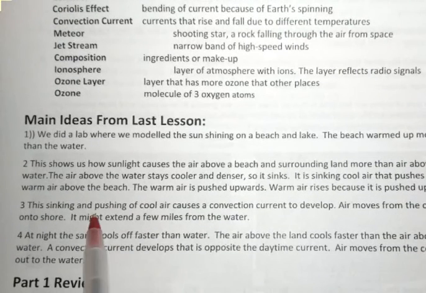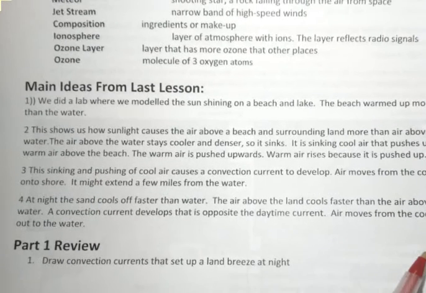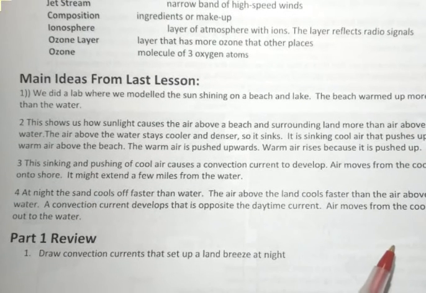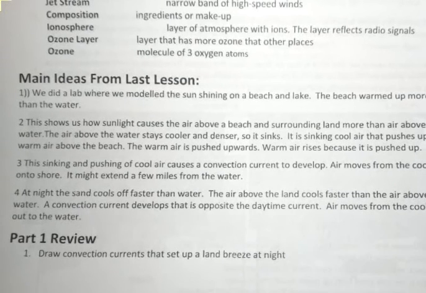Riley, number 3. The sinking and pushing of cool air causes a convection current to develop. Air moves from the cooler water onto shore. It might extend a few miles from the water. And let's see here, Tyler, number 4.